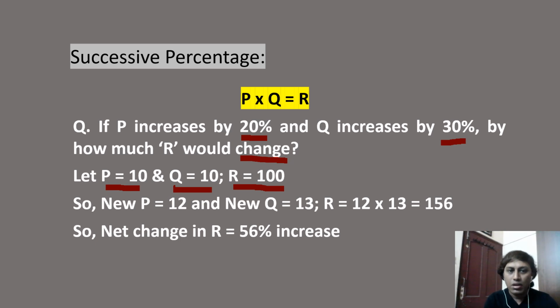So what is new P? P changes by 20%. So 20% of 10 is 2. So new P must be 10 plus 2, 12. What is new Q? 30% of 10 is 3, right? So new Q must be 10 plus 3, 13. So what is new R? 12 into 13, that is 156. So originally R was 100, now it becomes 156. So that means there is 56% increase in R. So what can we conclude again? The effective change of 20% and 30% is 56%, right?